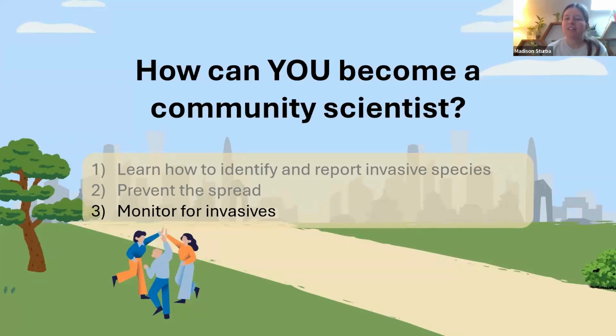So another way you can become a community scientist is to monitor for invasives. If you're out walking around your neighborhood, just take a look around every once in a while and monitor the health of the trees around you. Look for things out of the ordinary, like rapid tree decline or clusters of egg masses. You can also pay attention to the healthy trees, because it's just as important to know which ones are healthy as it is to know which ones may be infected.